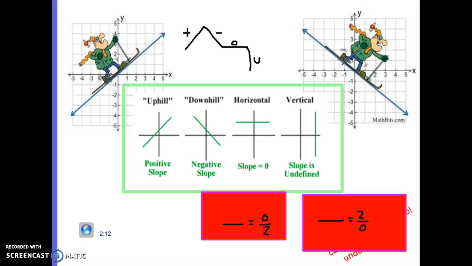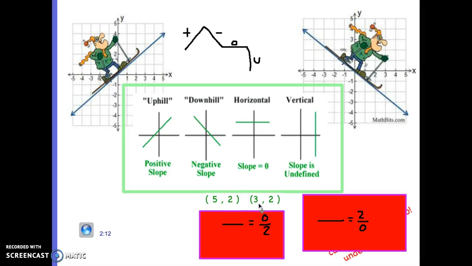We've also talked about how to describe the slope, whether it's positive, negative, or has a 0 slope, or a line that has a slope that's undefined. So let's just look at horizontal and vertical lines right now. Here's a horizontal line, and the slope is 0. That's because, pretend I picked 2 points on the line. So here's (5, 2) right there, and here's (3, 2).